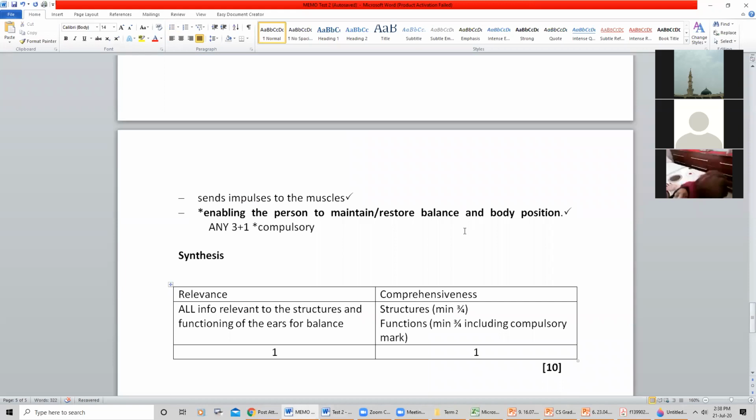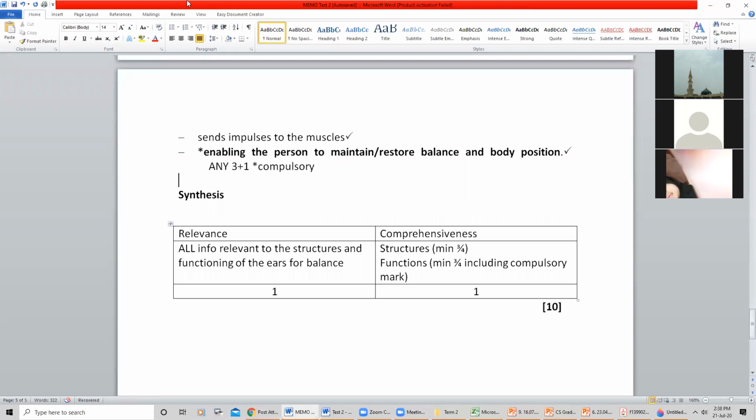Okay, and aside from the 8 marks for content, in this case, there's 2 marks for synthesis. 1 is for relevance. Was everything on topic, basically? Nothing going off the topic. If you spoke about hearing, you'd lose a mark. If you spoke about the auditory canal by mistake, that's part of hearing, you could lose the mark there also for relevance. And then comprehensive, did you answer the entire question? At least 3 out of 4 for the structures, and at least 3 out of 4 for the functions. Right, and that's the end of that paper.